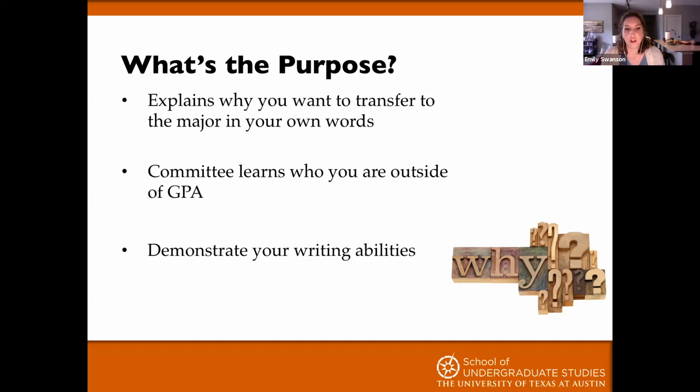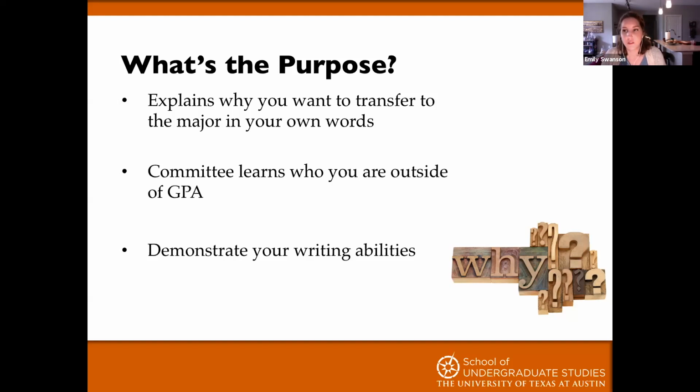It also helps the committee learn who you are outside of your GPA. So GPA is one side of the story, right? It's very numerical, very cut and dry. This sort of essay gives you an opportunity to be a little bit more holistic, to talk about the reasons why you're interested in it in the first place. So that GPA only tells part of the story. So you really want to get at, why are you a good fit for this particular major, right? So it's your place to make your case for that particular major.